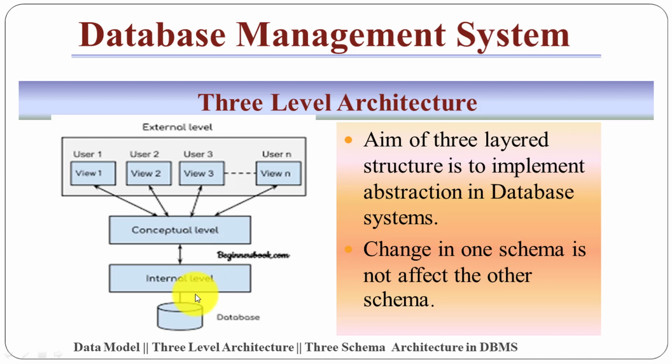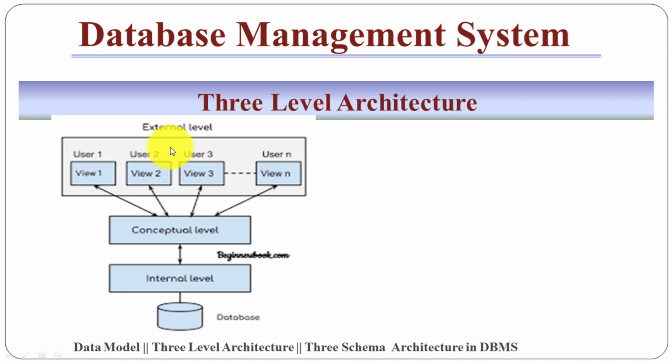Now let's understand what is meant by the external level. Now in the external level, as we discussed, this is the high level, with a number of users and a number of views, view 1, view 2, that is the application, and it acts as an interface. Now the user doesn't have any knowledge or information about the database design and structure. That's why it is called the high level.